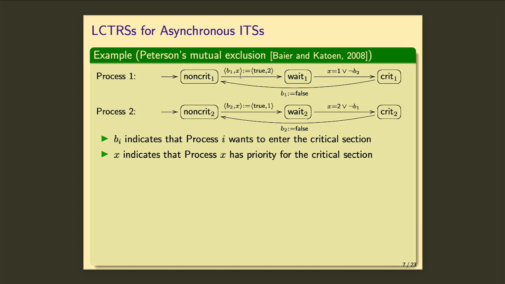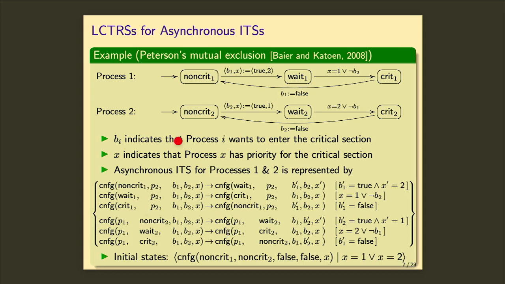And this ITS is represented by these 6 rules, an LCTRS. The top 3 rules represent the behavior of process 1, and the bottom 3 represent process 2. For example, process 1 enters the critical section when process 1 has the priority, x equals 1, or process 2 doesn't want to enter the critical section, so not B2. And this is represented by the second rule. And the initial state of this transition system is this term. Process 1 and process 2 are both in non-critical states, and B1 and B2 are false, and x is 1 or 2.